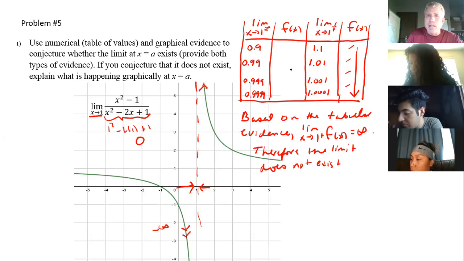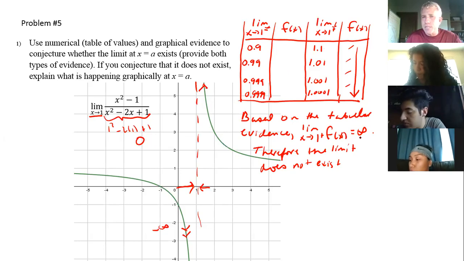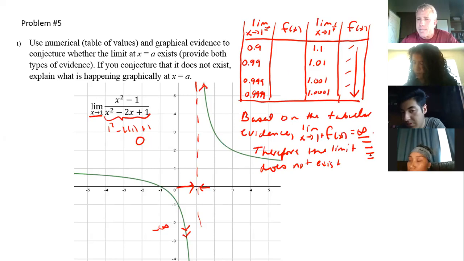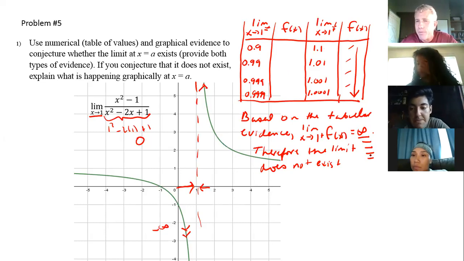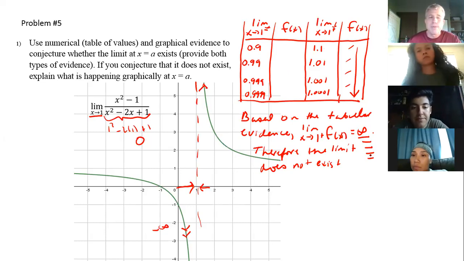I don't even need to mention this side. And I don't need to mention it because infinity isn't a number, and if the limit exists, it must be a number. The moment either of the two one-sided limits is not a number, the limit doesn't exist.